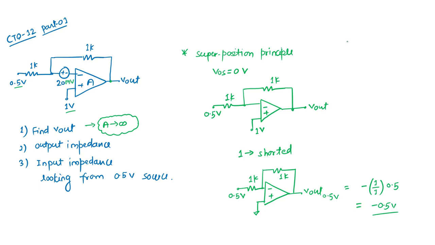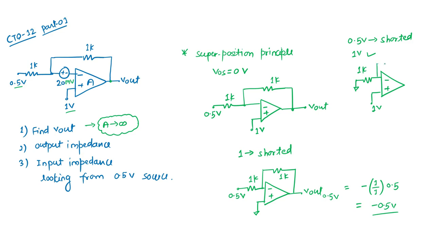And for the second voltage, I will consider the 0.5 volt to be shorted and consider only the 1 volt. Then what is this next circuit? This is the only circuit that we will have. If the 0.5 volt is shorted, I have removed it. Offset is initially zero. It is just a part of the superposition principle, but to make the circuit look simple, I have removed it initially. So here we have 1k.